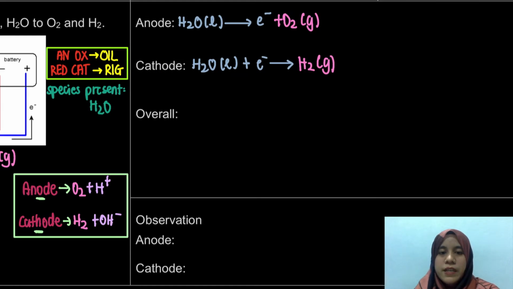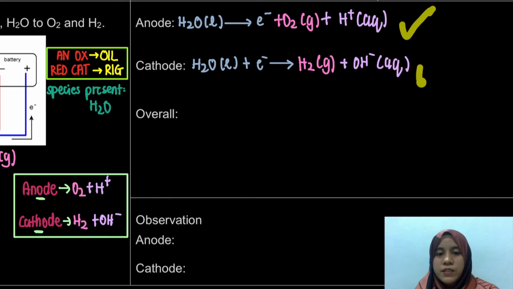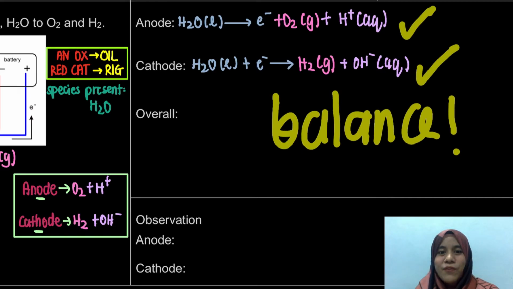Okay, next is actually the ion. Ion, cathode, plus OH minus equals. For the anode, it means that we have H plus equals. So that is the equation. But how to balance it out? We have quite a lot.